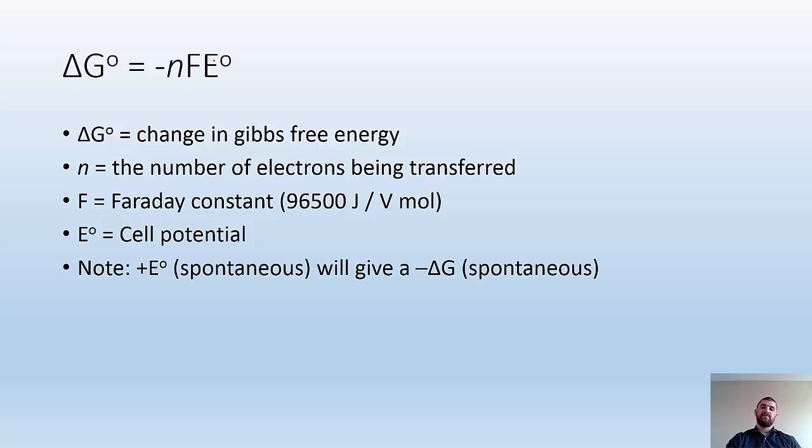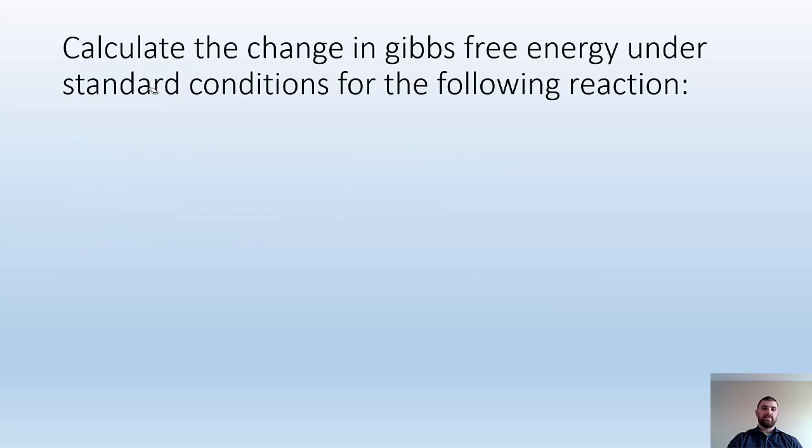Note that a positive E naught will give a negative delta G because of that negative sign, right? So that's still consistent, right? Positive E is spontaneous, negative delta G is spontaneous. Cool, the math makes sense with what we already know. Yay! All right, so problem.